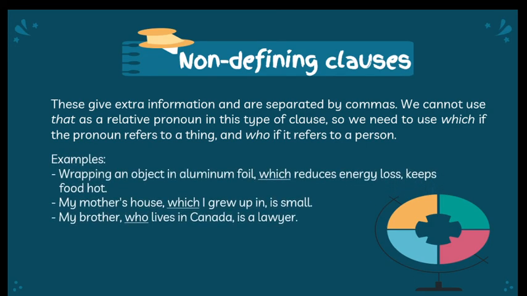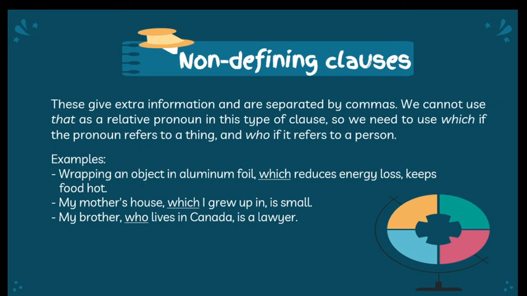Examples: wrapping an object in aluminum foil, which reduces energy loss, keeps food hot. You see, this is extra information that we are giving in the sentence and is separated by commas. Let's see the next example.